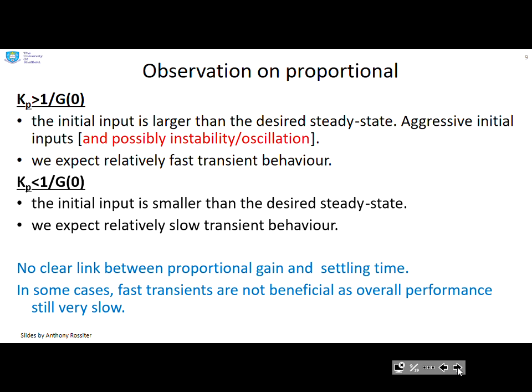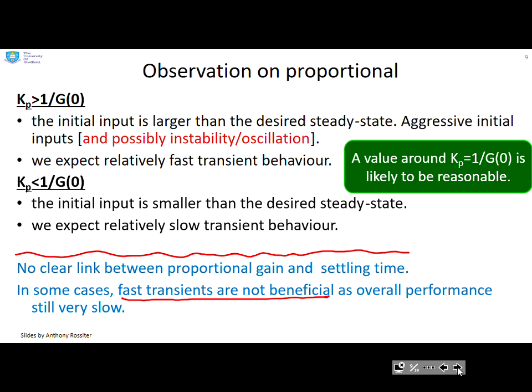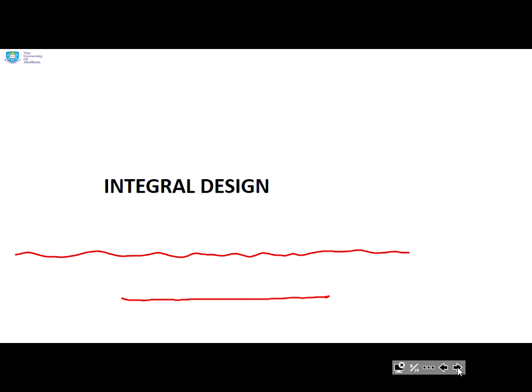Now, an interesting thing which we didn't discuss and we're not going to is that there's no clear link between the proportional gain and the settling time. You'll have seen in these examples that the settling times are probably similar, irrespective of the transient speed. And in some cases, fast transients are not beneficial, and you could have a fast transient but still slow convergence. Now in practice, a value around 1 over G of 0 is likely to be reasonable, because that means you're not too slow and you're not over actuating.